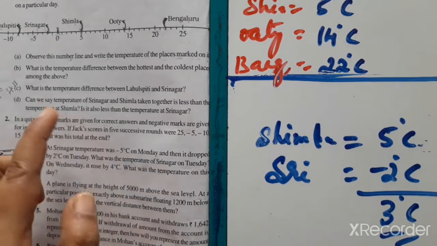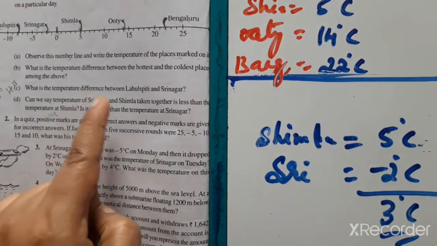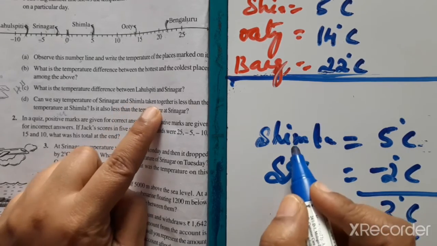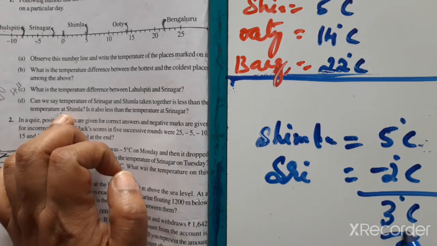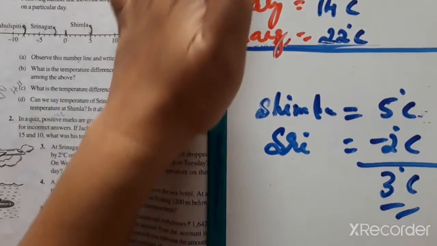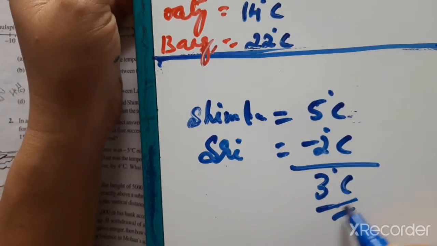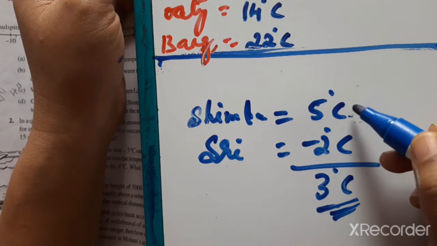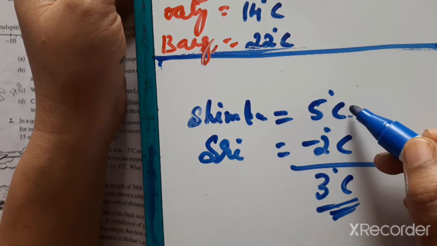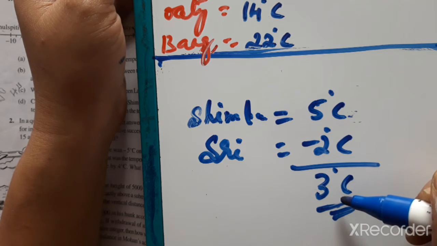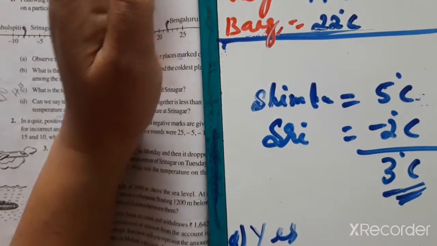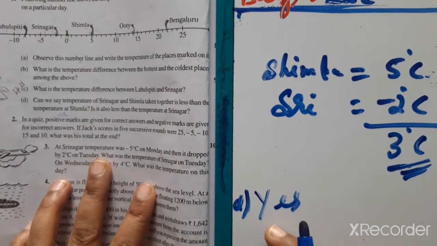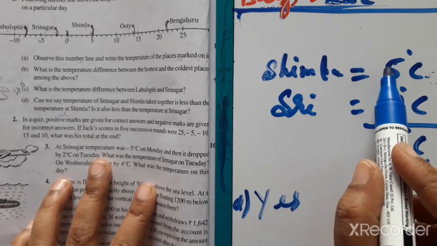Now what is the question? Can we say the temperature of Srinagar and Shimla taken together is less than the temperature at Shimla? So whether the answer after subtraction is less than Shimla. Yes, Shimla's temperature is greater than the answer. So the answer is yes. Two questions are there together, so the answer is yes, because Shimla's temperature is greater.